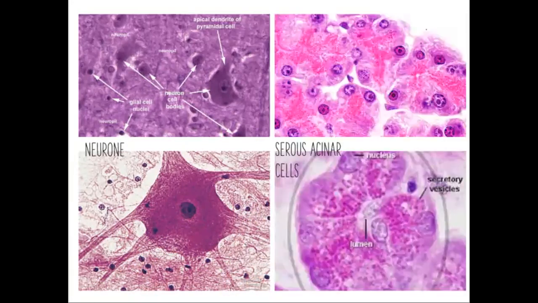And this is a serous acinus cell. They also have round nuclei with the nucleolus visible. Again, it's an acinus. So you can also see the granules in the cytoplasm, like this dotted appearance.